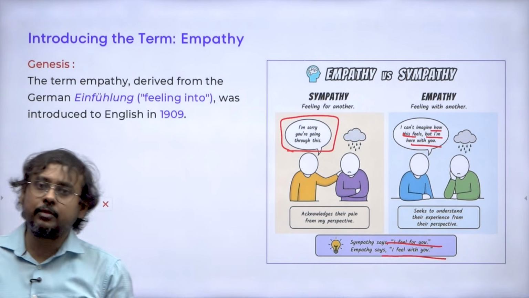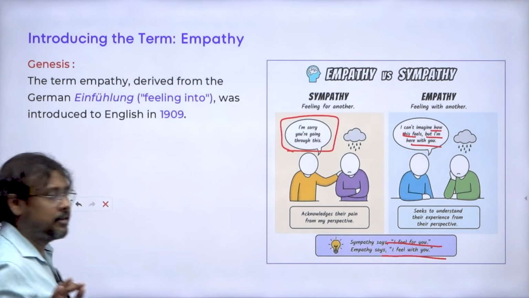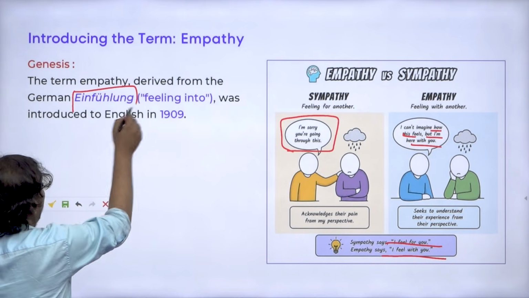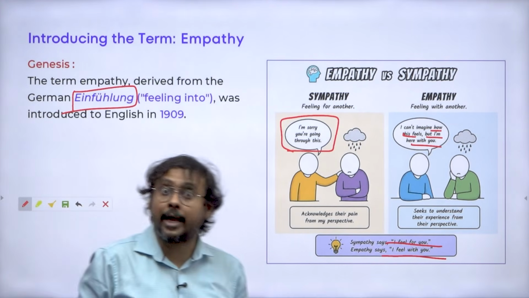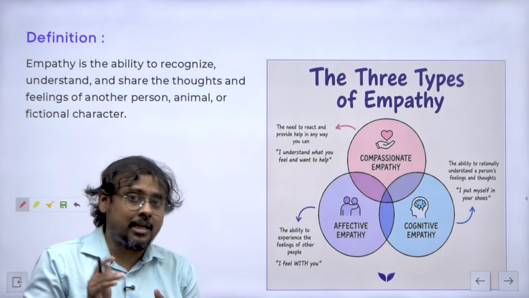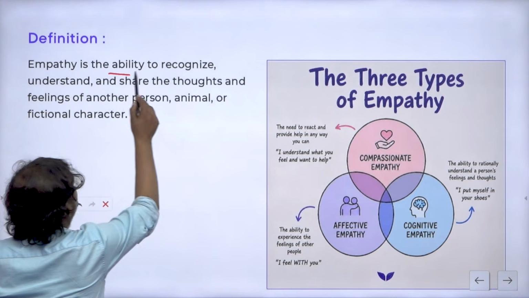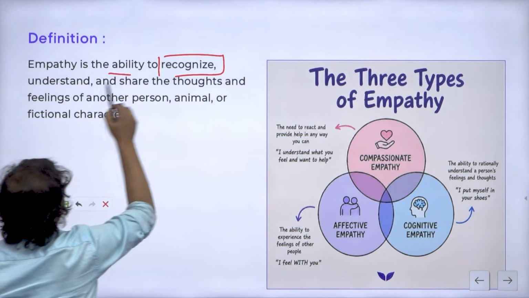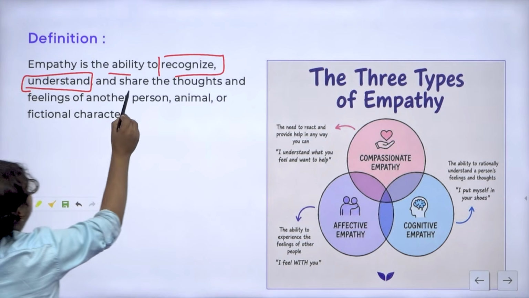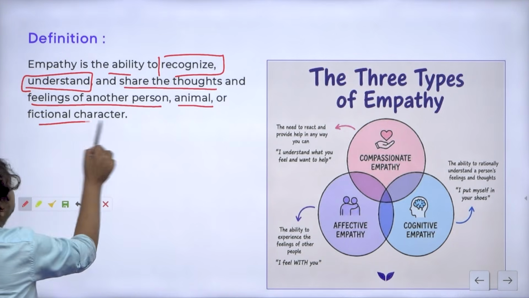Let's understand the origin of the word empathy. It comes from the German word Einfühlung, which was introduced in English in 1909. Now let's understand the definition of the word empathy. Empathy is the ability to recognize, understand, and share the thoughts and feelings of another person, animal, or fictional character.